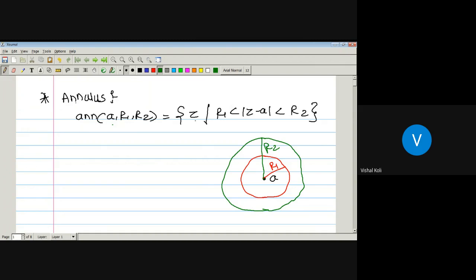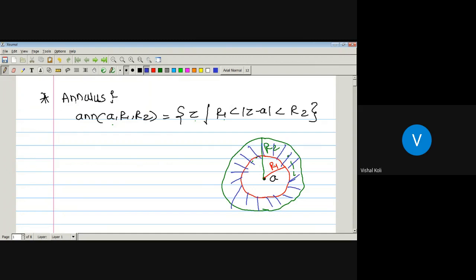The annulus A(R1, R2) contains all the complex numbers Z for which R1 is less than modulus of Z minus A. It means here we have to take all those points which are outside the first circle, since modulus of Z minus A is greater than R1, and which is less than R2. This region is nothing but the annulus A(R1, R2). That blue shaded region is the annulus.